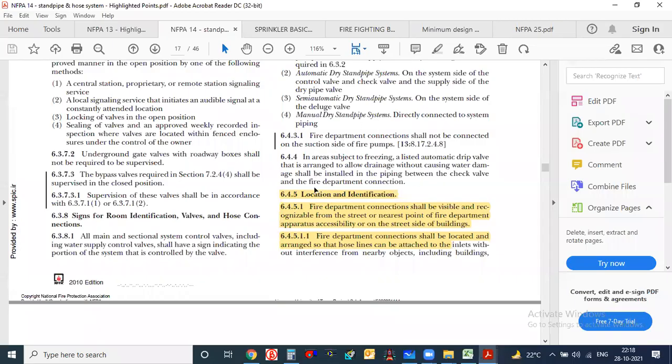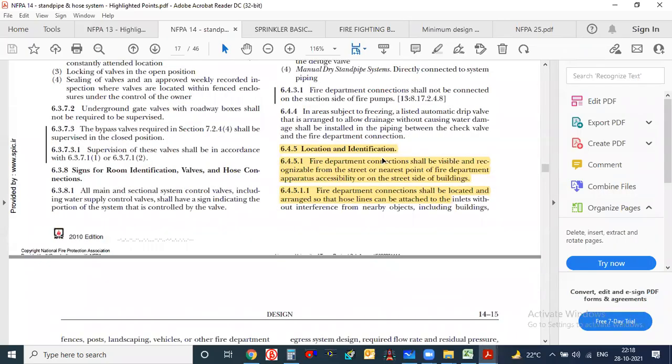Now here they are talking about the location of the fire department connection, where we have to keep the fire department connection or breeching inlet. The fire department connection shall be visible and recognizable from the street or nearest point of fire department access on the street side of the building. It shall be located and arranged so that the hose lines can be attached to the inlets without interference from nearby objects.